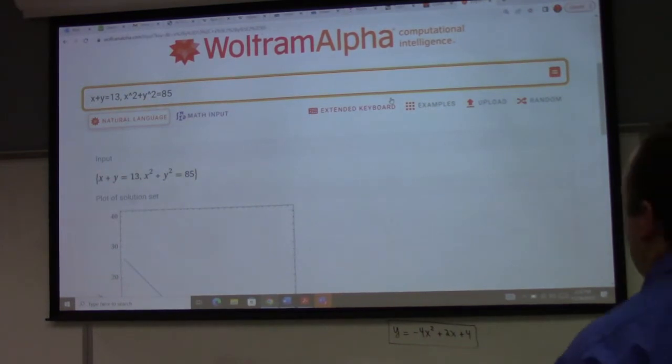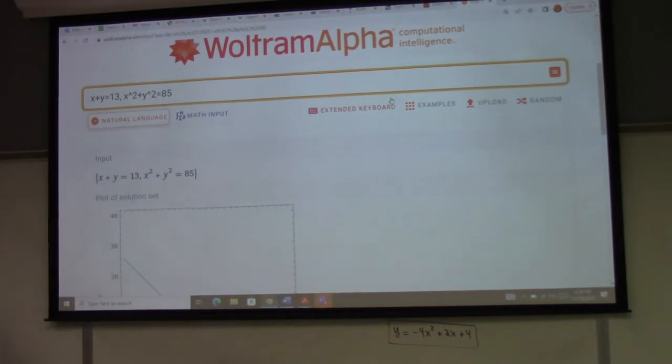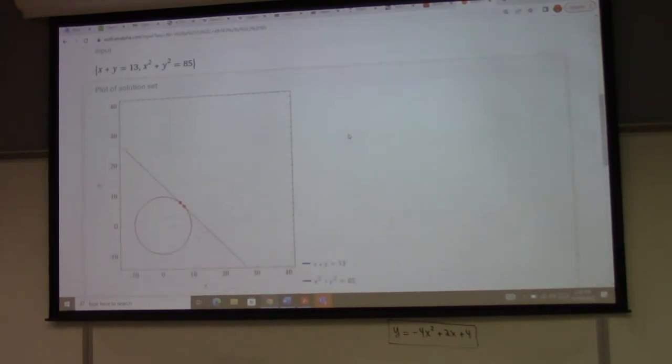So here, see what I did? This is the problem we were just working, right? x plus y equals 13, x squared plus y squared equals 85, right? And I hit enter, and it tells me things that it thinks someone might be interested in if they looked at those two equations, right? So they might be interested in, for example, the graph.